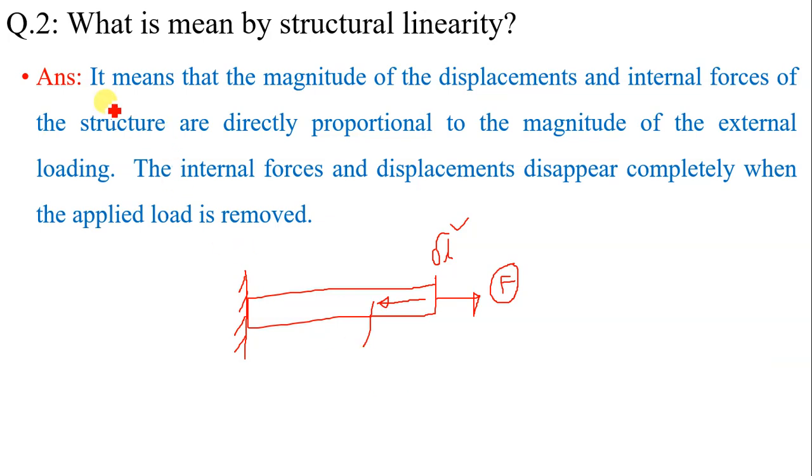So again I am reading the answer. It means that the magnitude of the displacements and internal forces of the structure are directly proportional to the magnitude of the external loading. As the load increases, deformation will increase. The internal forces and displacements disappear completely when the applied load is removed. So this is called structural linearity.